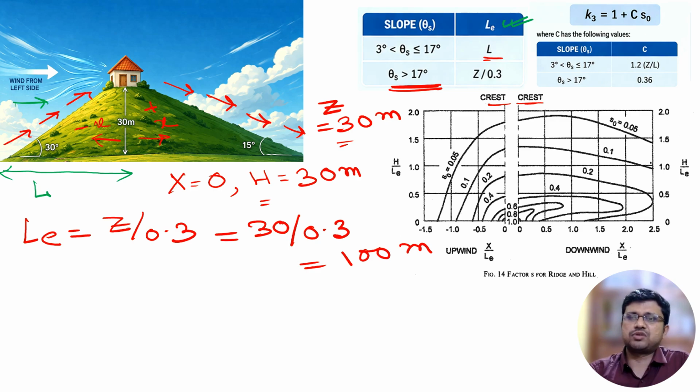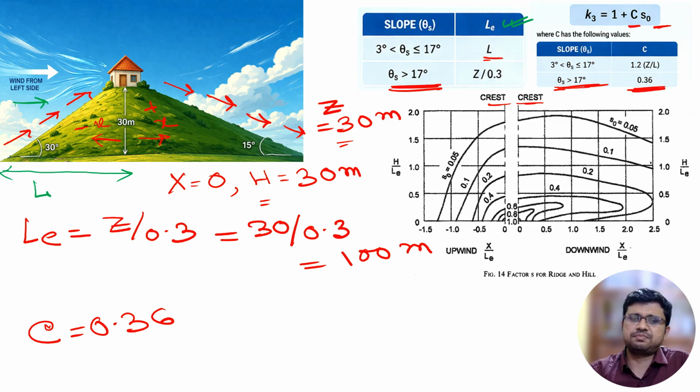Now we have to calculate the value of C and S0. What will be the value of C? C will be 0.36, because our theta S is 30 degree, so it is greater than 17 degree. So C will be 0.36.